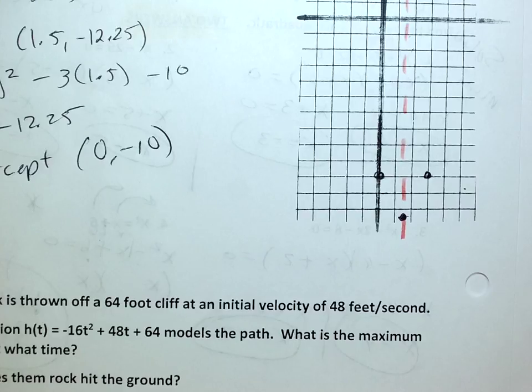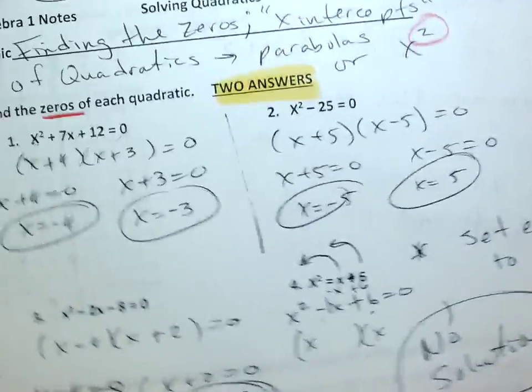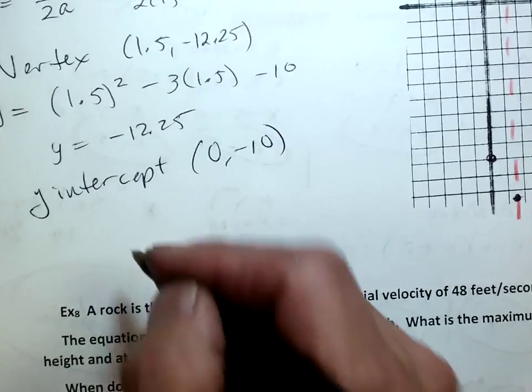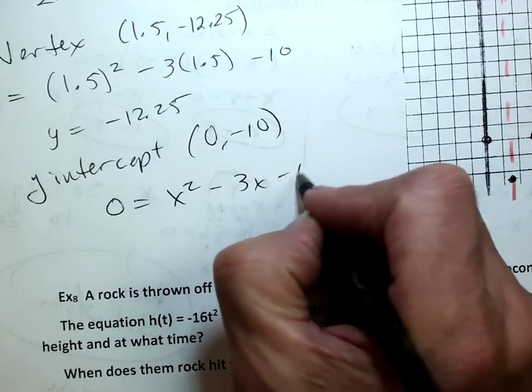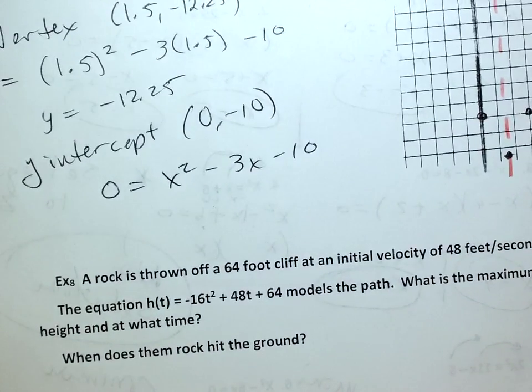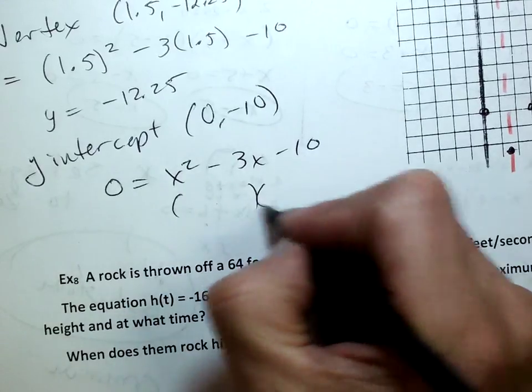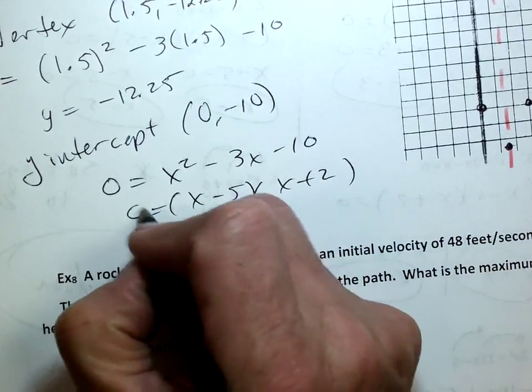Guess what? We're going to do it. To find the X-intercepts, that's what we just did here, isn't it? So 0 equals x squared minus 3x minus 10, right? So the X-intercepts are when we're going to find when y is 0. Well, we'll set it equal to 0. We'll factor, right? Hey, this is what we just learned, right? X minus 5, x plus 2, right?